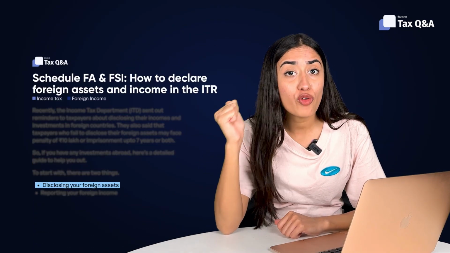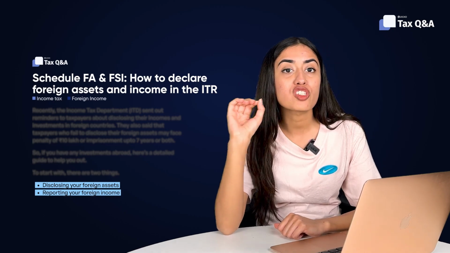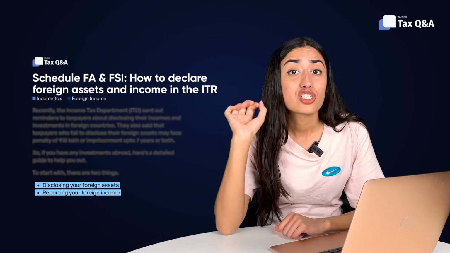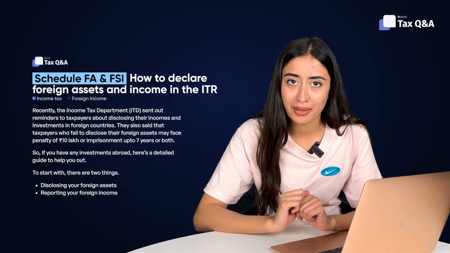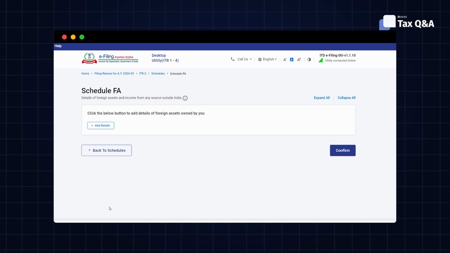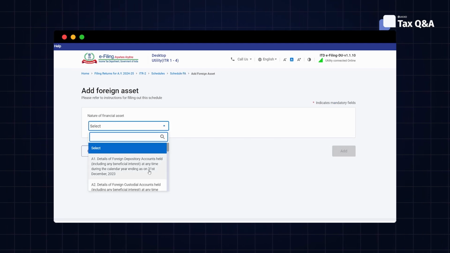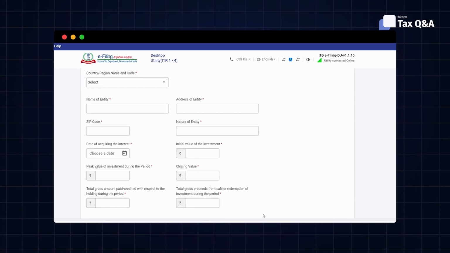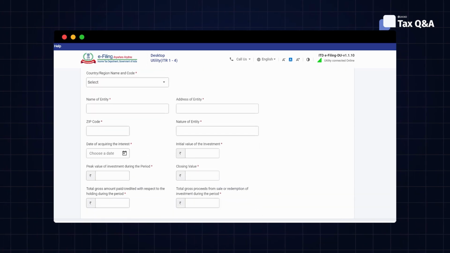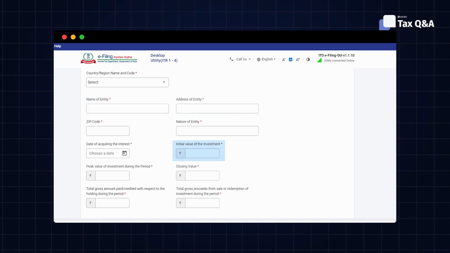See, first of all, there are two things: disclosing your foreign assets and reporting your foreign income. Both require you to fill out specific sections in your ITR, Schedule FA for foreign assets and Schedule FSI for foreign source income. For disclosing foreign assets under Schedule FA, you need to start by selecting the type of foreign asset you hold. Then, you will be required to provide detailed information. For example, if you hold foreign stocks, you will need to enter details such as the company's name, its address, the value of your investment, etc.